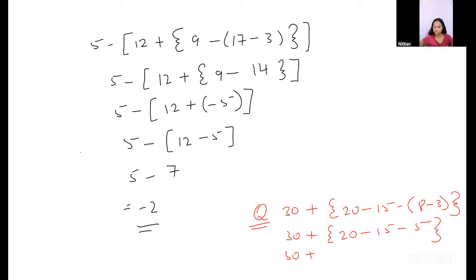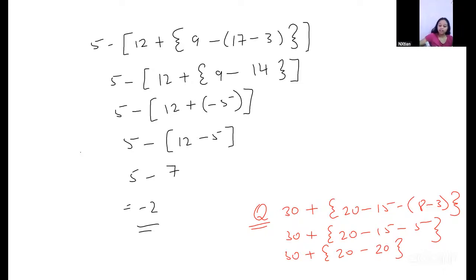Then after that I did 20 minus 15 equals 5. Then after that 30 plus 0 equals 30. Okay. 30 is the correct answer, Emma.